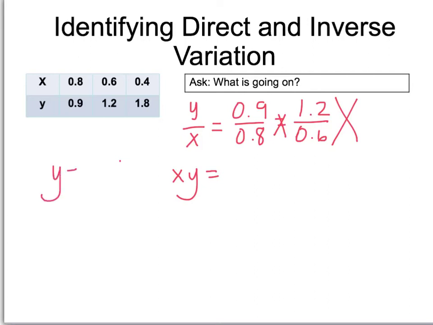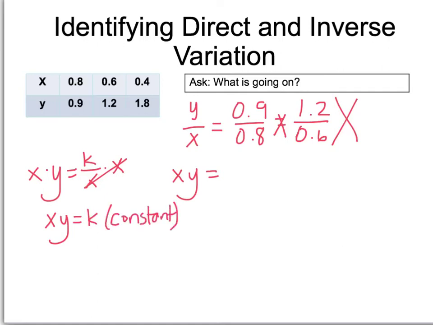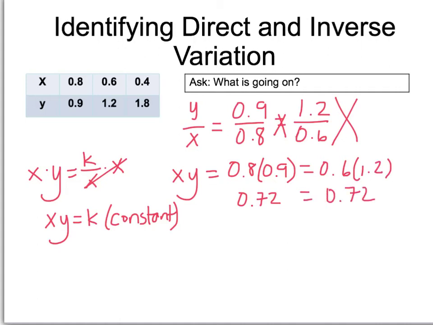Because remember, if y equals k over x, and we solve for k, we would multiply by x, and x times y would equal k, which is the constant, and that's what remains constant, so that's what we're going to check. So 9/10 times 8/10, or 8/10 times 9/10, 72/100, check. 6/10 times 1 2/10, 72/100, so far we're good. And is that going to be equal to the third one, which is 4/10 times 1 8/10? Yup, 72/100, so that one works.